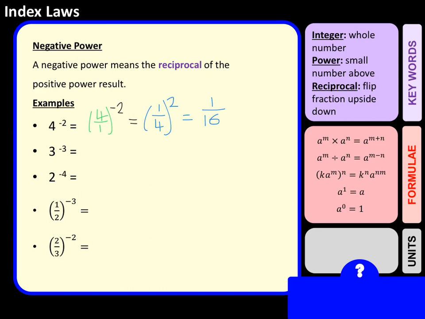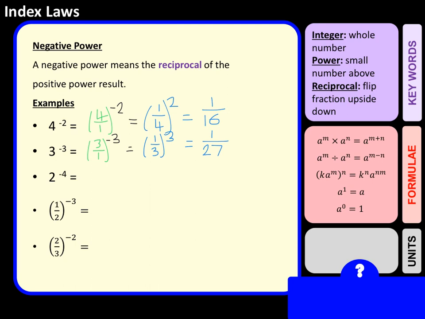Okay, let's try it again with the next one. So 3, I need to turn that into a fraction first, which is going to be 3 over 1. So nothing changed so far, I've just written it as a fraction. Now I'm going to deal with the negative power, so I'm going to do the reciprocal, and now the negative power has been dealt with, it's gone. And then 1 cubed is 1 and 3 cubed is 27.